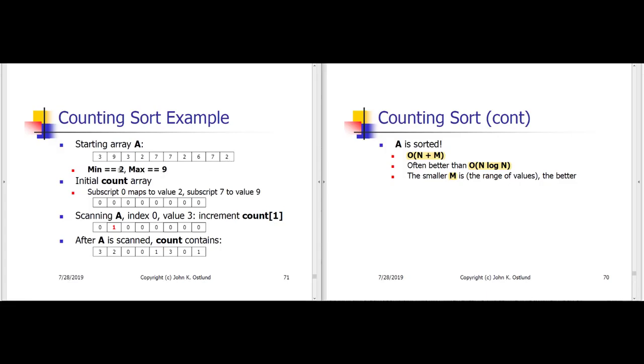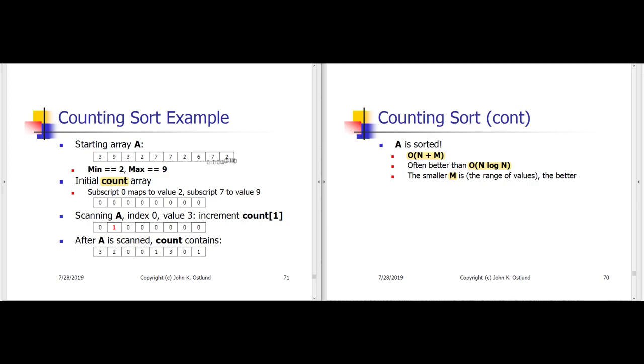We discover that the minimum value is 2 and the maximum value is 9. Therefore, we're going to need a counts array containing 8 values. That is 9 minus 2 plus 1 values. And 0 is going to be the initial value of each of those counts.